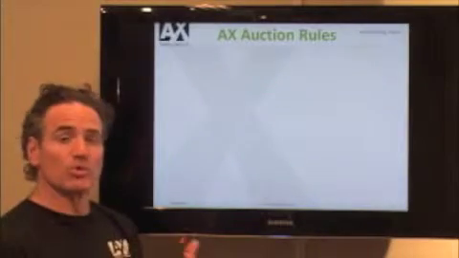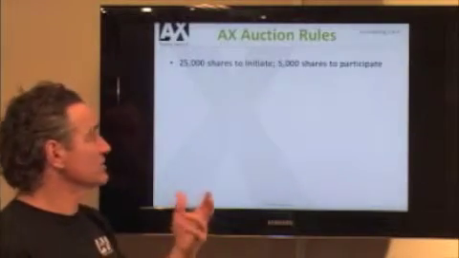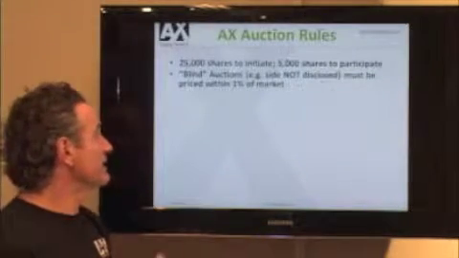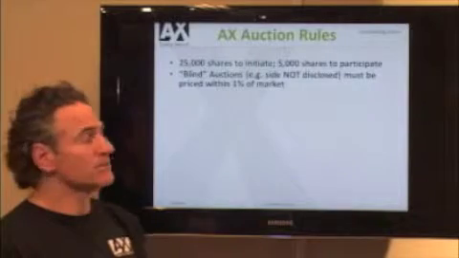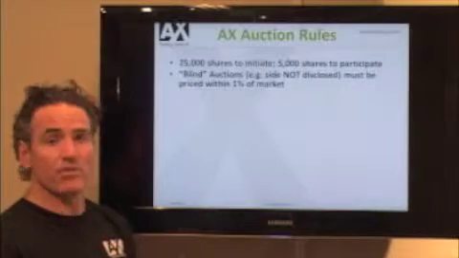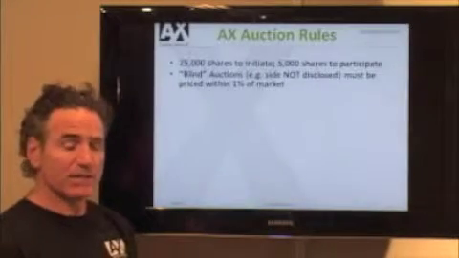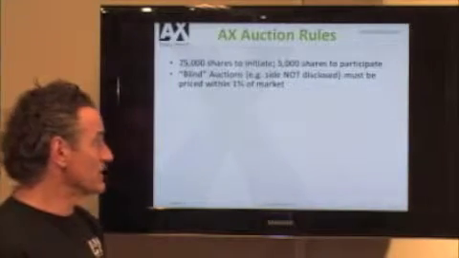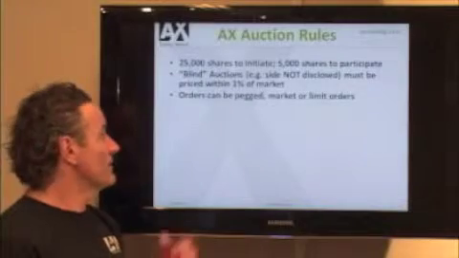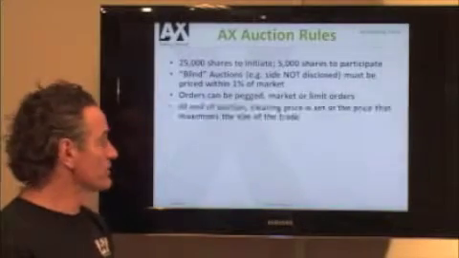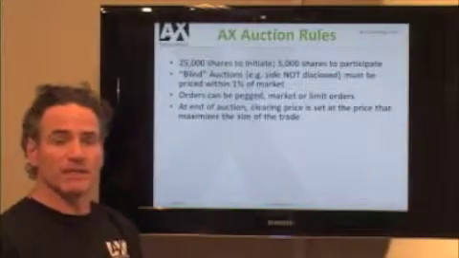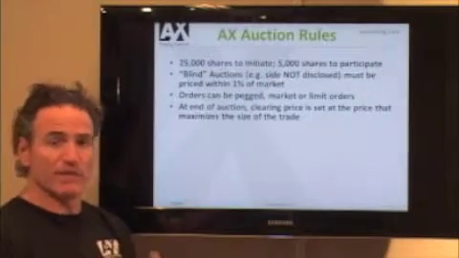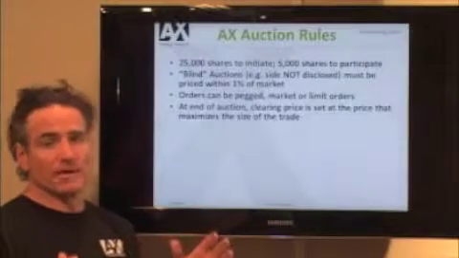So let's talk about some of the rules of trading on the Axe. Well, first of all, it's 25,000 shares to initiate an auction and 5,000 shares to participate. A blind auction, meaning side not disclosed, does have to be priced within 1% of the market price. You can price your order up to 10% away, but in that case, you would need to run your auction disclosed. Orders can be pegged market or limit orders. At the end of the auction, the clearing price is going to be set at the price that maximizes the size of the trade. That could be within the spread, or it could be outside the spread.